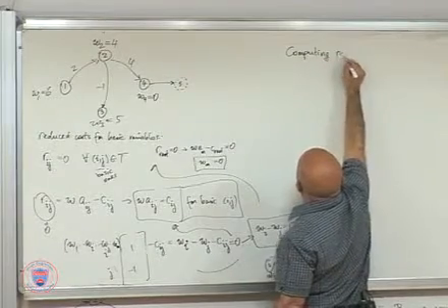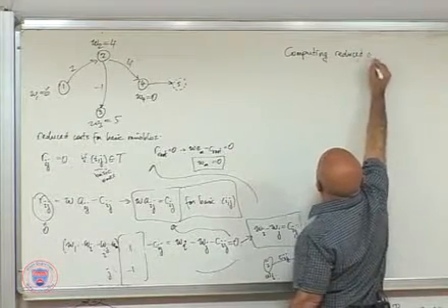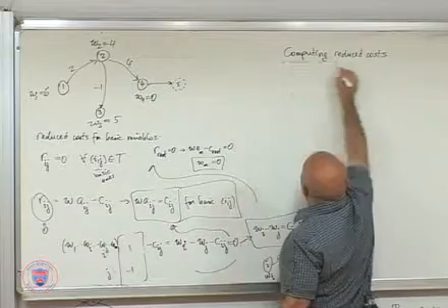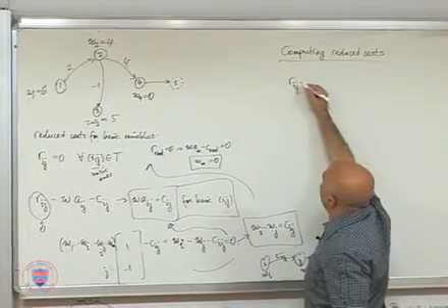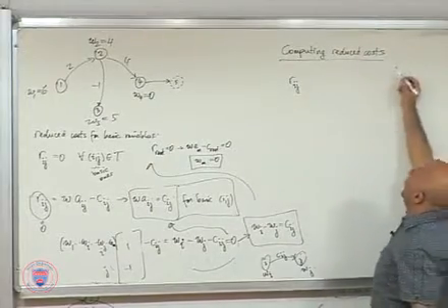Computing the reduced costs. Well, I already did that. Rij for non-basic variables. This is for non-basic variables.